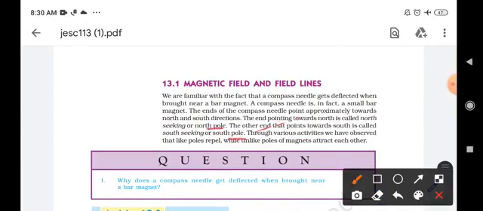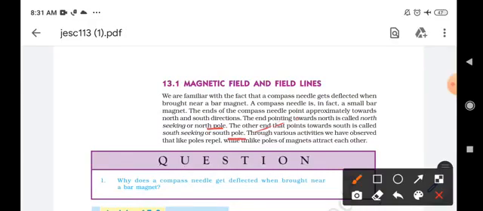Basically, when we keep the magnetic compass in an area where the magnetic effect can be felt, you will find the magnetic compass starts showing deflection. So what does the magnetic compass needle do? It always deflects in two directions only, that is north and south. The end pointing towards the north is the north pole, and the other end is the south pole.